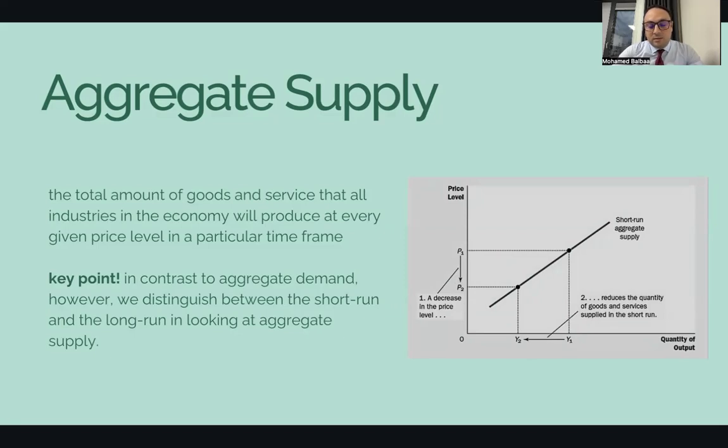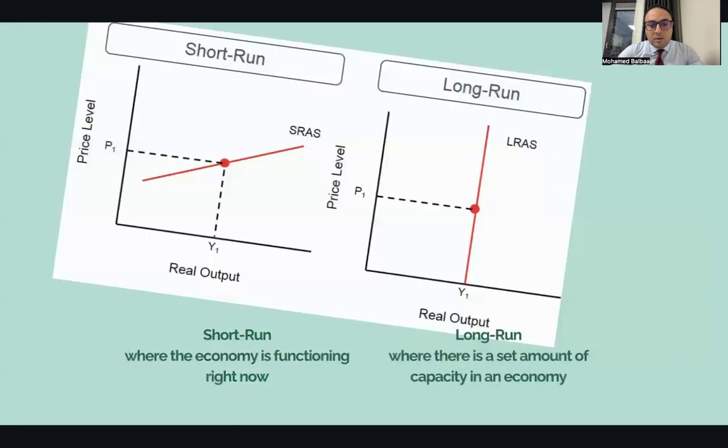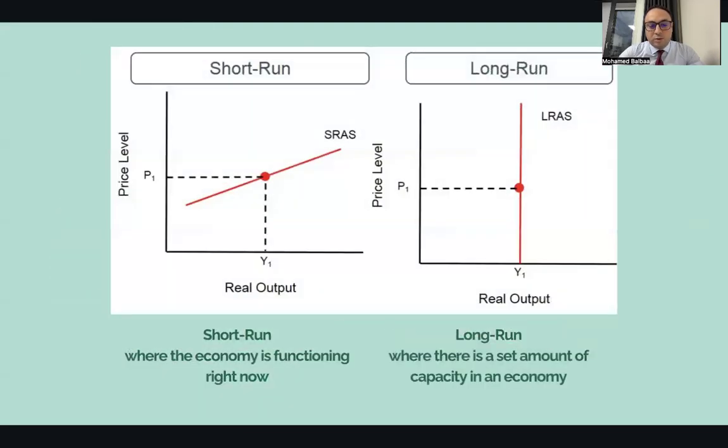Aggregate supply is a little bit different because we have two supply curves, in the short run and in the long run. In the short run, it's also similar to the supply curve in microeconomics, and it means the total amount of goods and services which all industries and all businesses produce in the economy at every given price level at a particular time. Here we differentiate between the short run and the long run. The short run is where the economy is functioning right now.